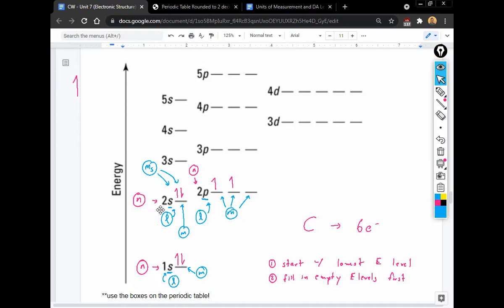Okay, we move up to 2s, and that's where we draw 3 and 4, because we need to fill that up. Then we need to move up to the next energy level, 2p, and this is where we draw number 5 and number 6. And the reason why we separated them is because we want to fill in the empty ones first, and then we go back and start filling in pairs.